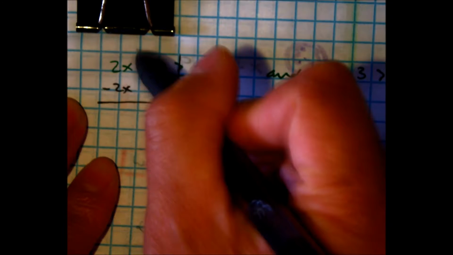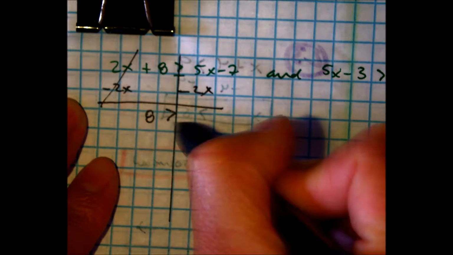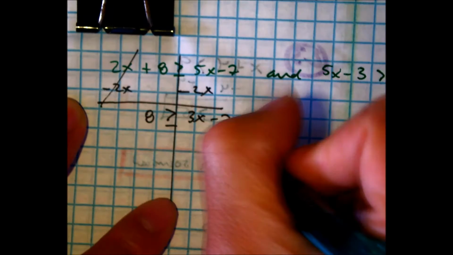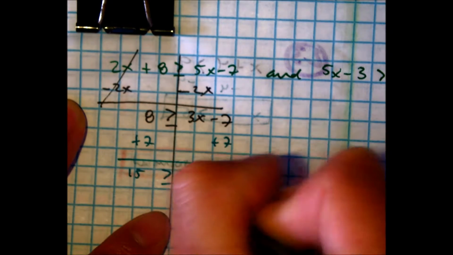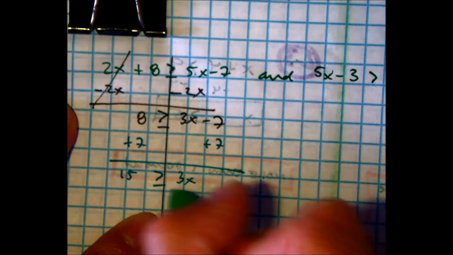I'm going to get my x's together first. I'm going to subtract 2x. Pick the smaller variable first. I have 8 is greater than or equal to 3x minus 7. I'm going to add 7 on both sides. 15 greater than or equal to 3x. I'm going to divide by 3 both sides. 5 is greater than or equal to x.